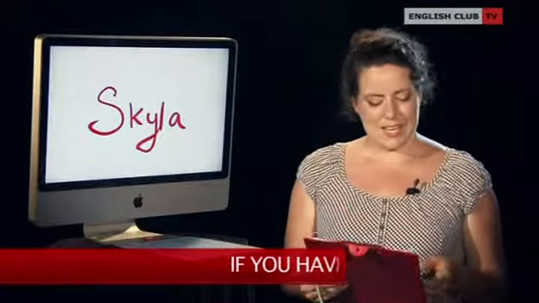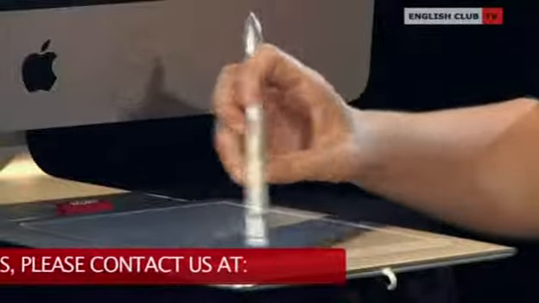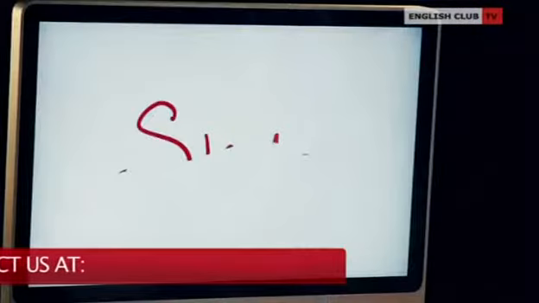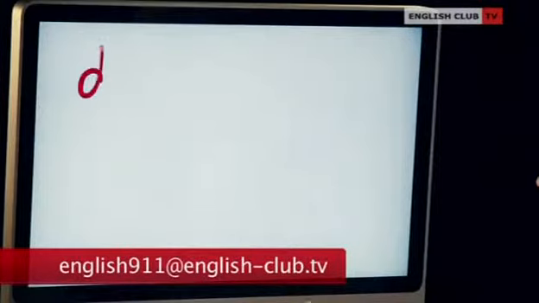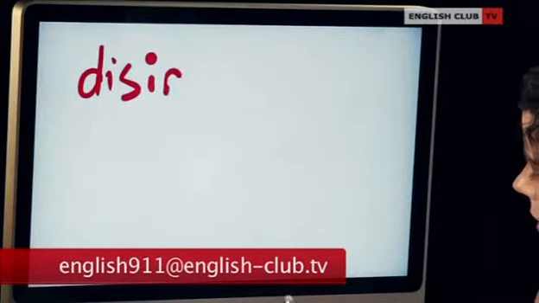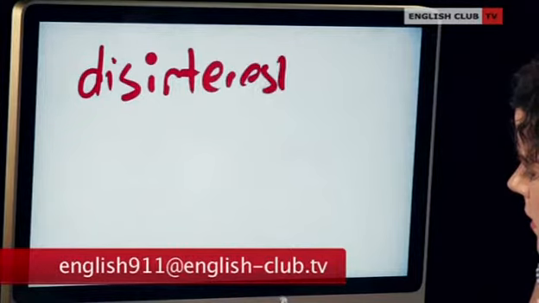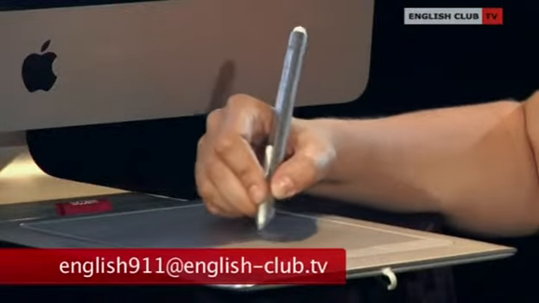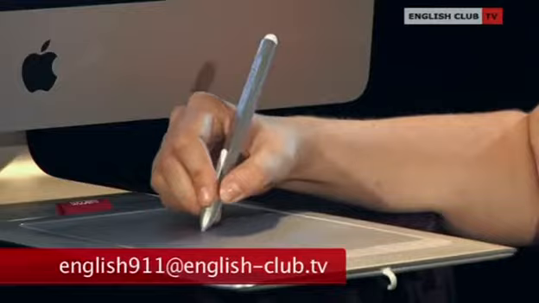Our first question is, what is the difference between disinterested and uninterested? You know, Ira, when you asked me this question, I actually had to go look it up because I never really think about it. I just use them. So I looked it up, and here is how our difference is. We have disinterested, and uninterested.